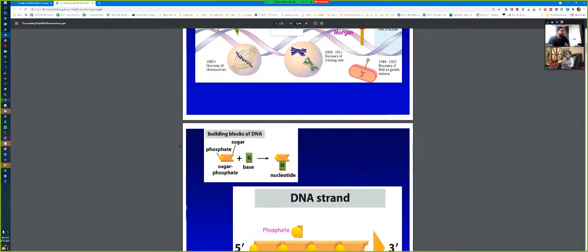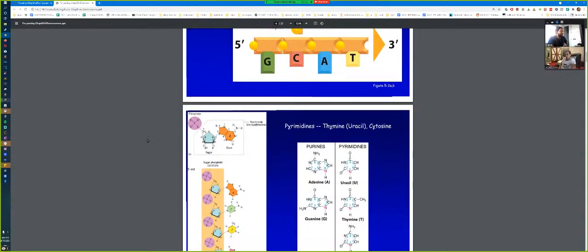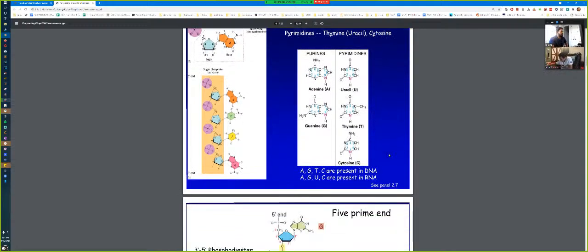Got it. Now, yet again, building blocks of DNA, right? Sugar, phosphate, the base, etc. So that's the sugar group and the phosphate group, which makes that backbone, right? Yeah, the phosphate and the sugar make the backbone. And then the base, the nucleotide, right? And then these are the different ones.